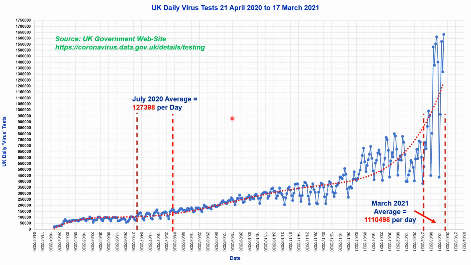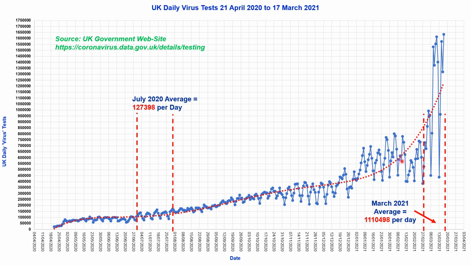Now, these are the UK virus tests, and you can download it from here. So it's all government data, YouTube. So nothing I'm reporting here is false. It's all information available on the UK government website. So we have here, in July 2020, the average number of tests per day were 127,398. That's during this time, so you can see it was going up.